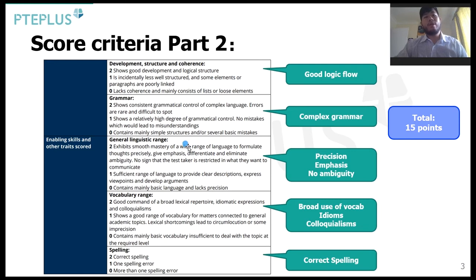So in part 2, we'll be looking at the remaining 5 criteria, and we're going to have a look at how to do well and what the requirements are for each of those. The remaining 5 criteria are development, structure, and coherence, where we look at having a logical, good flow. We have grammar, which looks at having complex grammar. We look at general linguistic range, which looks at precision, emphasis, and having no ambiguity in your choice of vocabulary and language. Finally, we have vocabulary range, which means we need to use a broad range of vocabulary. Idioms and colloquialisms can help boost our score in this section. And finally, we want to have correct spelling.